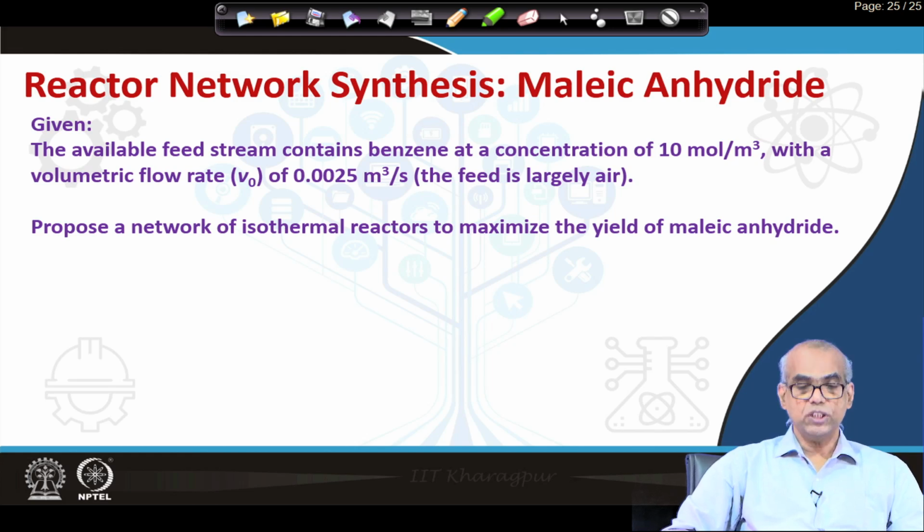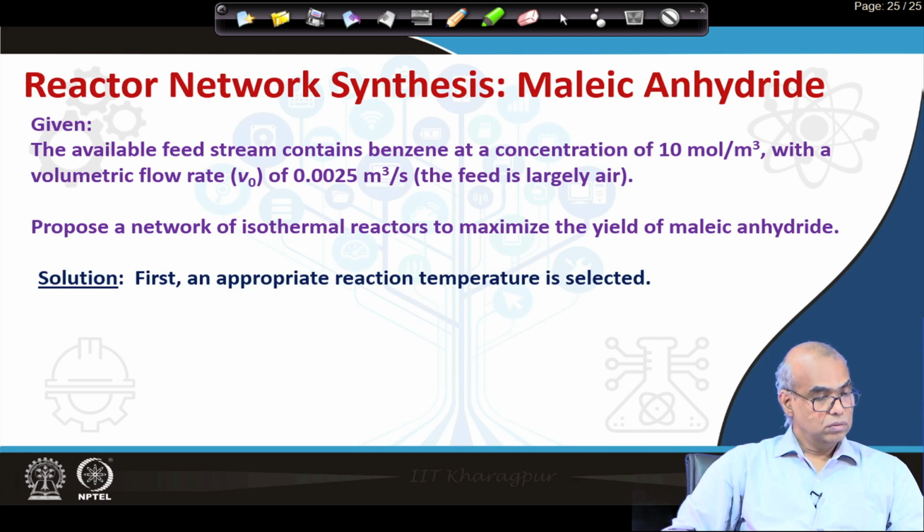So, the definition of the problem is as follows. Given the available feed stream containing benzene at concentration of 10 mole per meter cube with a volumetric flow rate of 0.0025 meter cube per second, propose a reactor network of isothermal reactors to maximize the yield of maleic anhydride. You can note that feed is largely air.